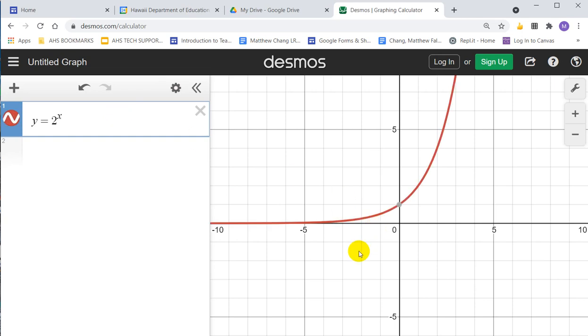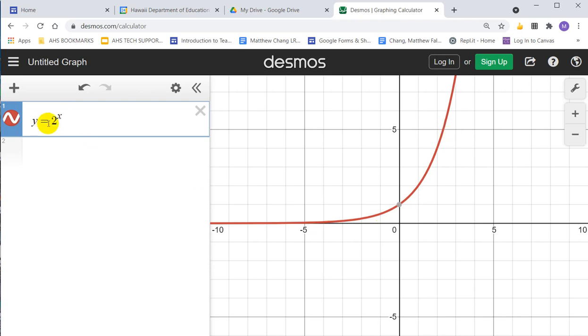So this is an example of an exponential function. Remember this exponential function, and this right here would represent exponential growth, because this number here is greater than 1. Let's go ahead and plot particular points that fall on this graph.